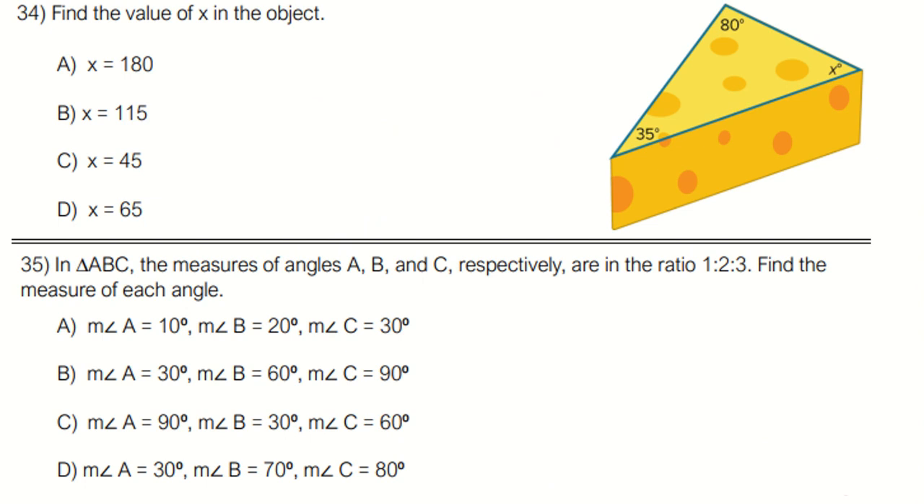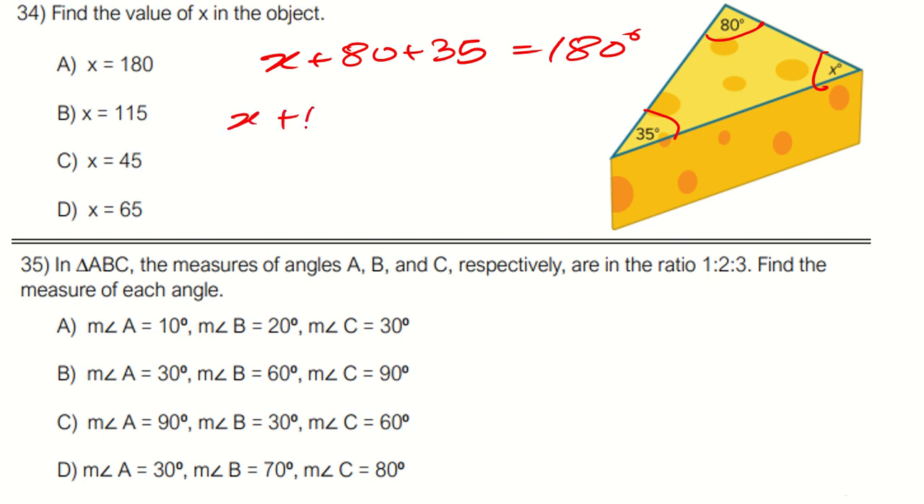Now next is find the value of x. I have told you in my part 1 video that if you have a triangle and you add all the angles of a triangle, then what should be the answer? x plus 80 plus 35. If you add all the angles of a triangle, then its answer should be 180 degrees.